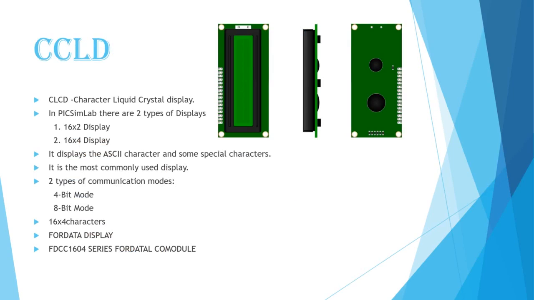CLCD. So there is a typo. CLCD is character liquid crystal display. In Proteus Lab, there are two types of displays. One is 16x2 display and the other is 16x4 display. It displays ASCII characters and some special characters. It is the most commonly used display. There are two types of communication modes. One is 4-bit mode and the other one is 8-bit mode.